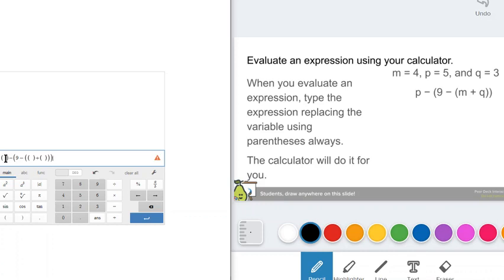Now I start replacing my values. So P, according to this problem, P is equal to 5. I'm going to put my 5 there. It says that M is equal to 4, so instead of the M, I'm going to put my number 4, and Q is equal to 3, and this is my result. So the result of that when I evaluate this expression is 3.